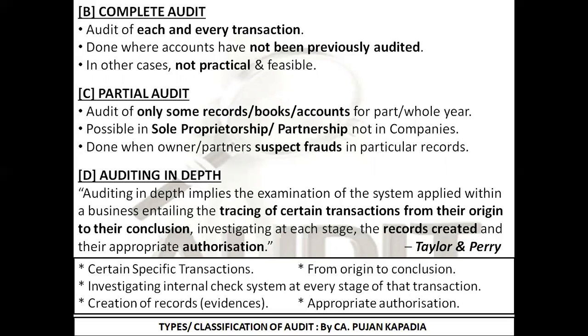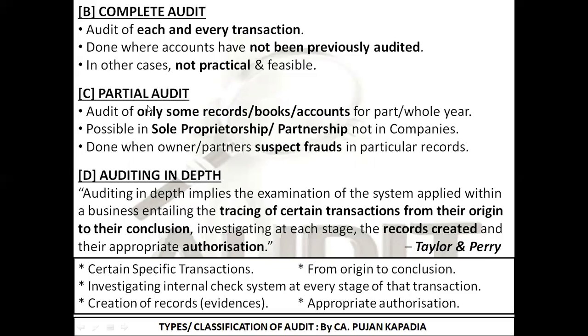So complete audit is basically feasible where you are auditing that particular books of account for the very first time. Why? Because you want to know each and everything about that particular business. Once you have started with the same, in the next year, it is not necessary or even practical to go for complete audit. So just remember two things in this. First, each and every transaction is being audited, and second, it is favorable when you are auditing the books of account for the very first time. I hope I'm clear with this part. Okay, let's move to the next topic.